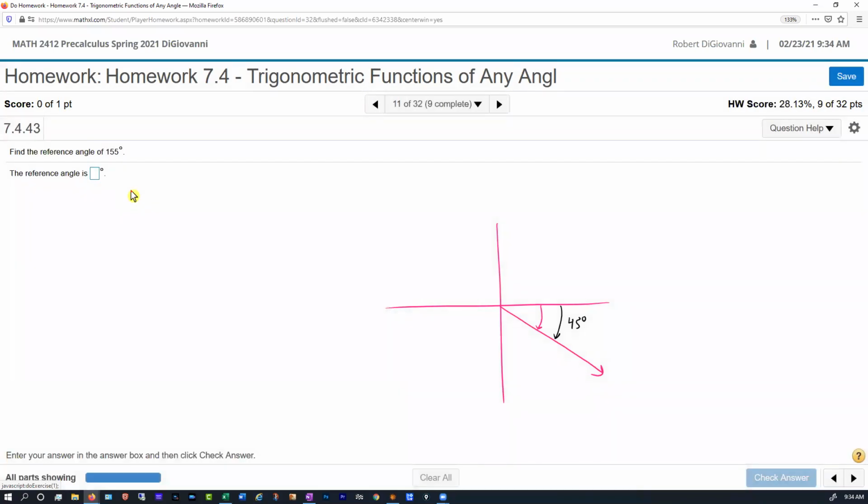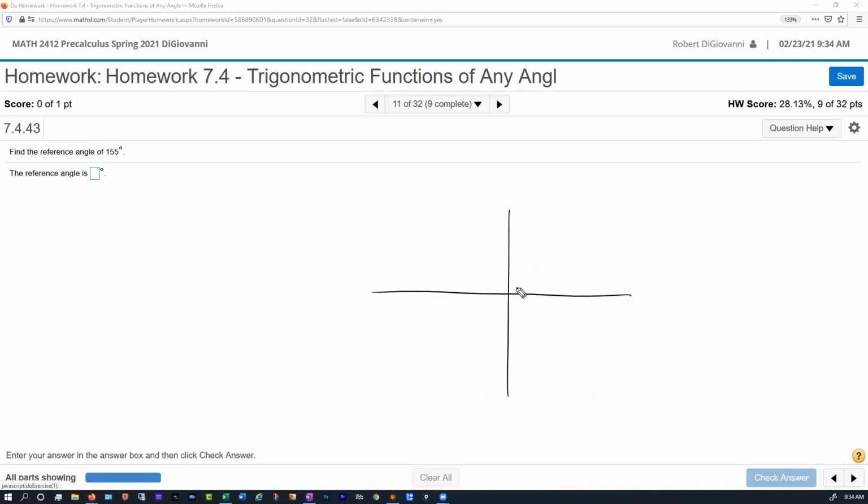Here we go, 155. So let's figure out where we are. So 155, remember all the way over here is 180. So we've got to be somewhere over here. And that means that this angle here is 155. And that means we're looking for this angle here. And so that should be 25 degrees. So we need both of these to add up to be 180. So got to be 25 here.